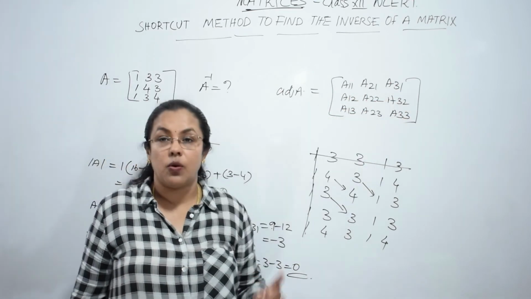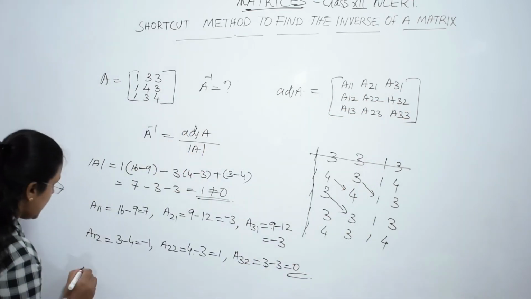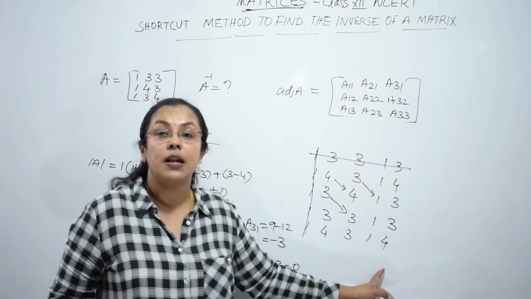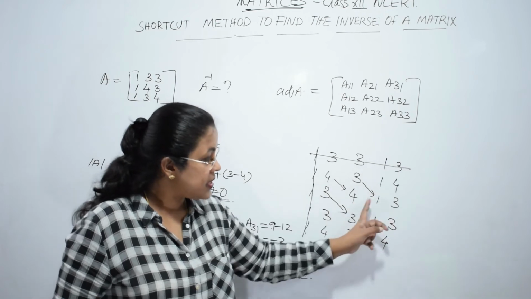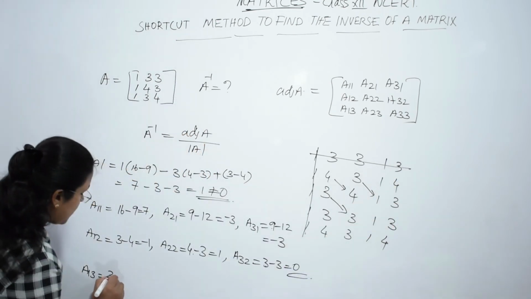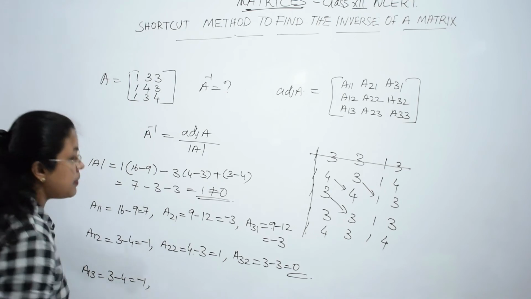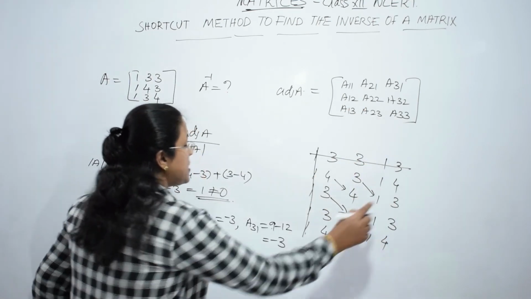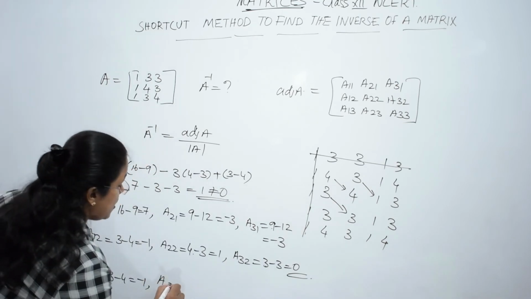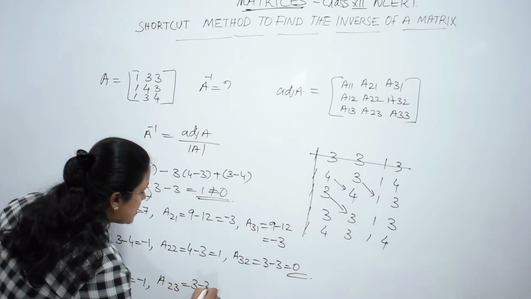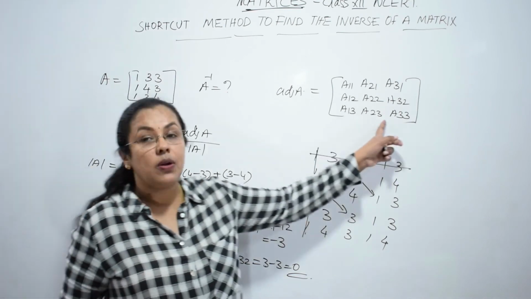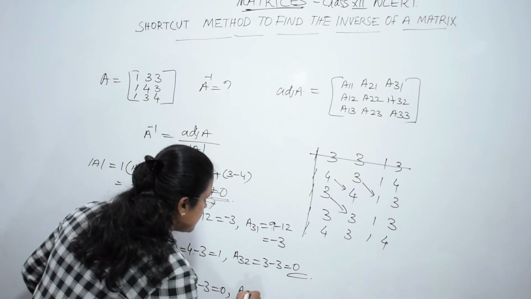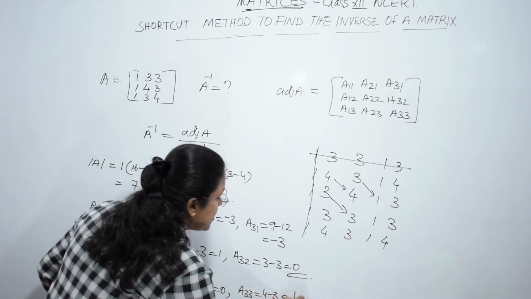Now second row is over. For the third row, A13, take the last column. 3 1 is 3 minus 4 1 is 4, which is equal to minus 1. For A23, 3 1 is 3 minus 3 1 is 3, 3 minus 3 is equal to 0. Now last, A33 is equal to 4 minus 3, which is equal to 1.